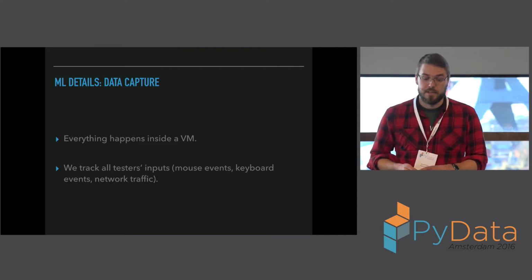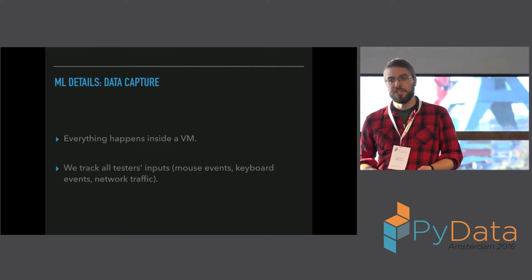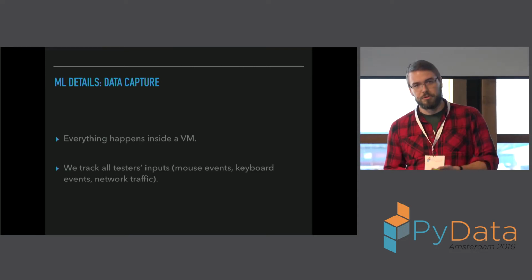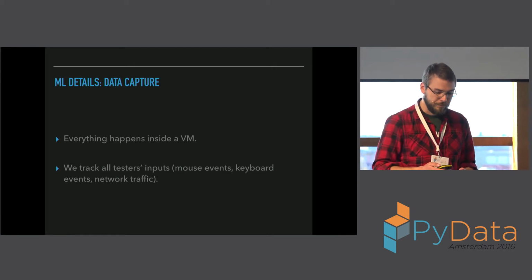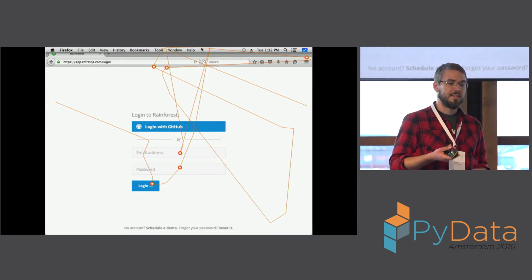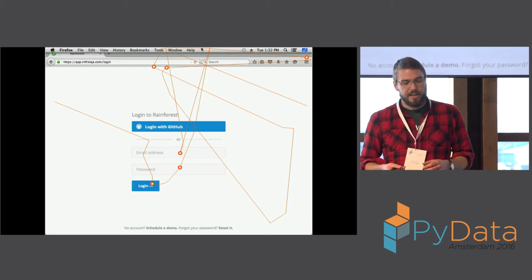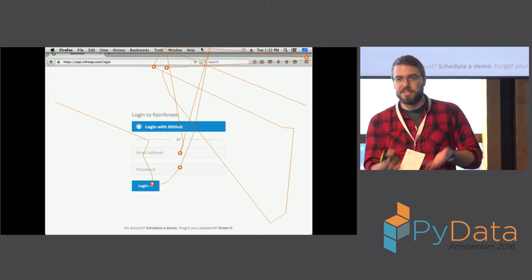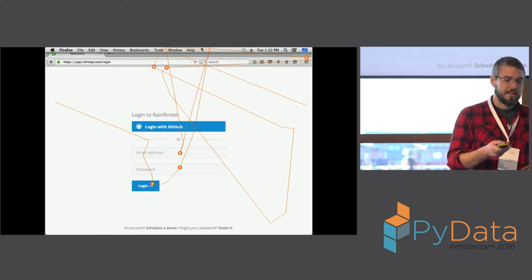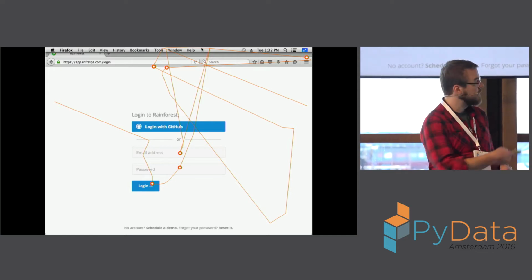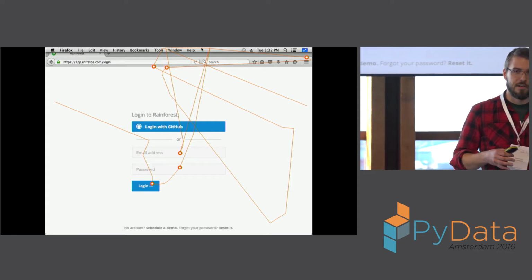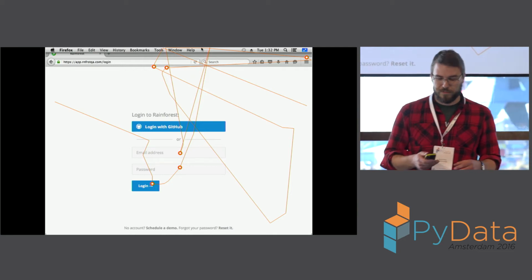So how do we capture the data? As I mentioned, everything happens in the virtual machine. Everything the testers do is recorded: their mouse movements, the keystrokes, the network traffic between the browser and the client server, and so on. It looks something like this. This is a screenshot of what our testers see without the markings, because we also test Rainforest using Rainforest. We also have a web interface, so we want to make sure it works well. Here you can see that the tester clicked in several places. The circles are where the clicks occurred and where they moved the mouse. We also have information about what they typed and the requests between the servers and so on.